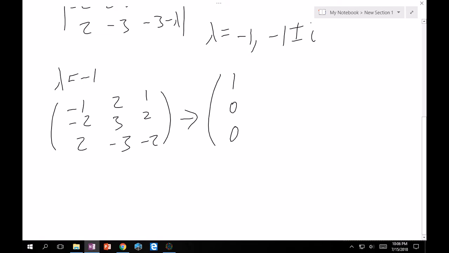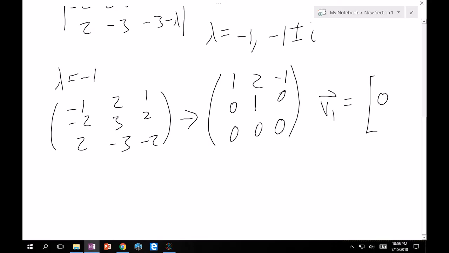1, 0, 0, 1, 0, 0, 0, 2, minus 1. And then you can row reduce that, or sorry, it's already row reduced. You can try to solve for the eigenvector. And then the top equation tells you, okay, v1 plus 2v2 minus v3 is equal to 0. And then the second one tells you v2 is equal to 0. So that's actually already pretty informative.